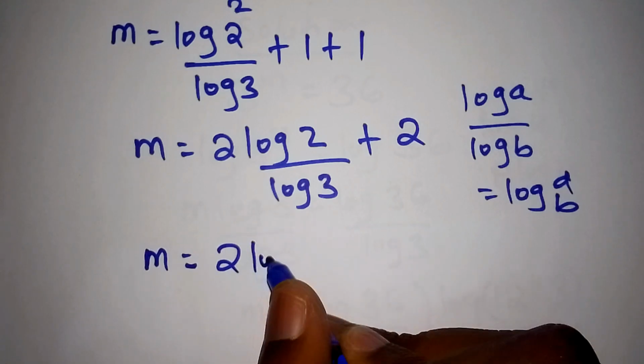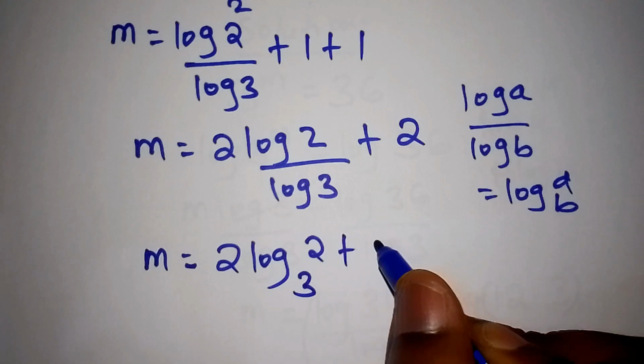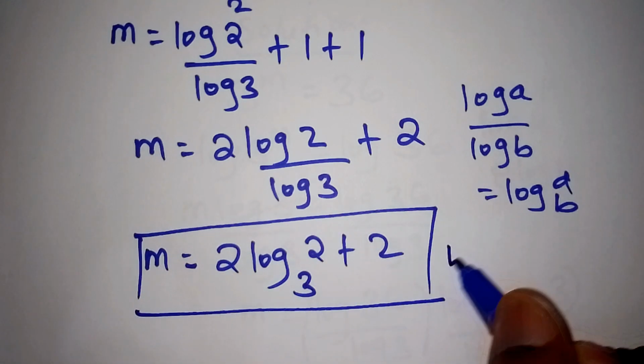So now our final answer shall be m is equals to 2 times the log of 2 to the base of 3, plus 2. This one now shall qualify to be our most correct and the best answer.